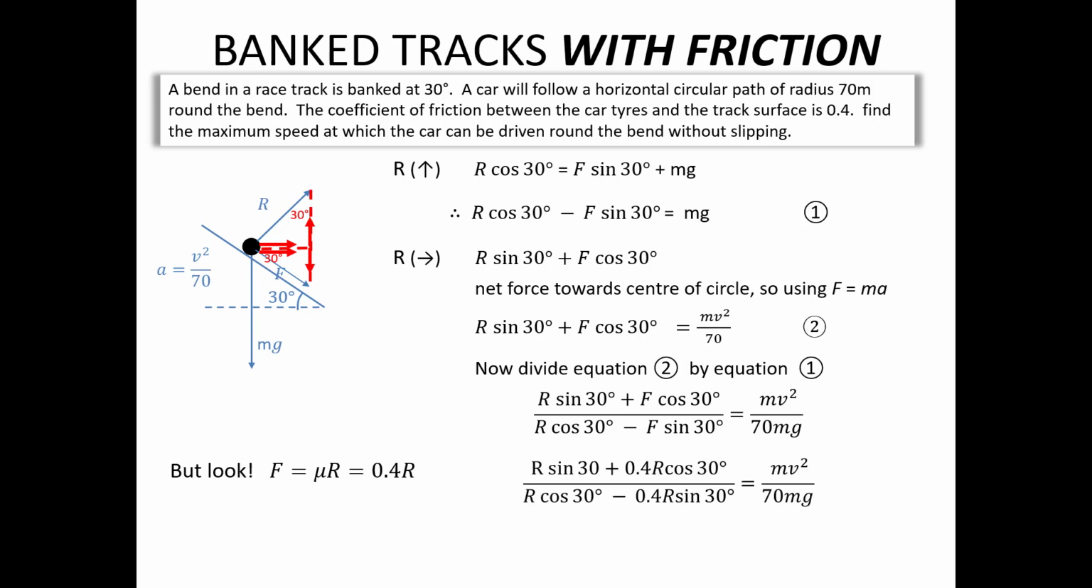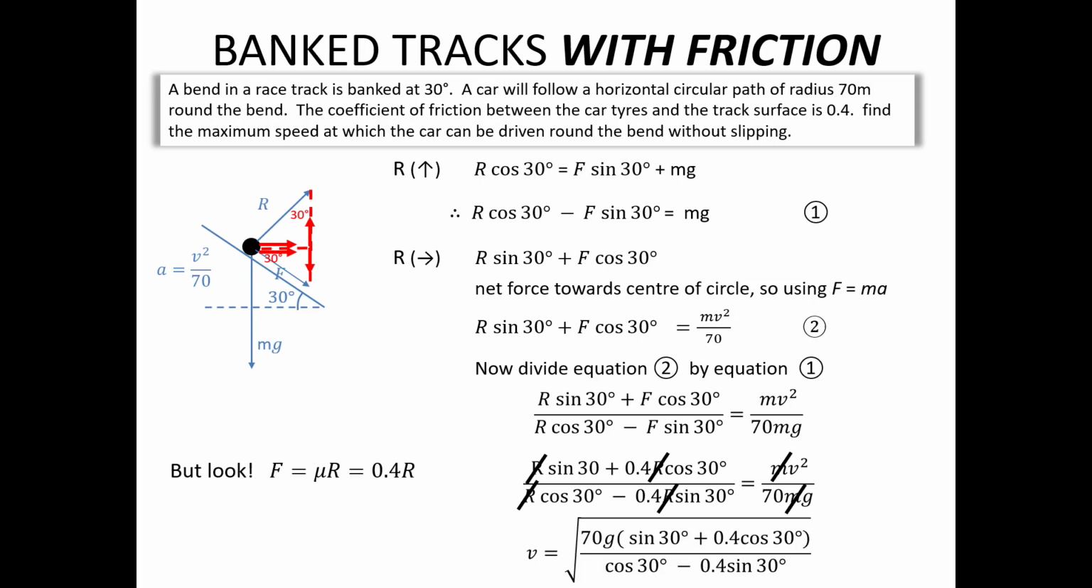Now look at the left-hand side of that equation. Every single term has a factor of R in it. So we can cancel out the R's on the numerator and the denominator. On the right-hand side, we've got an m on the numerator and the denominator, so they go too. And now we have a slightly messy looking bit of algebra, but it only contains one unknown, v squared. So we can rearrange the whole thing to give us that. Then simply punch the numbers into your calculator and you find that the maximum speed at which this car can be driven round this bend is 29.5 meters per second.